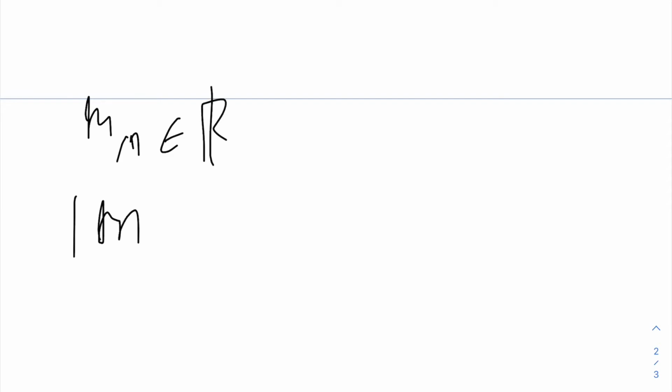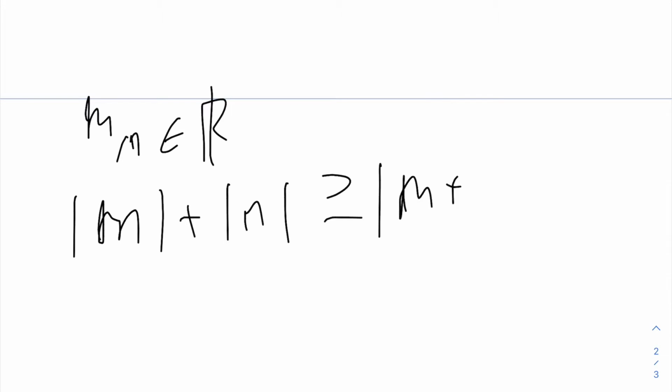So the first example was, and actually before going to the example, I do need to talk about something called the triangle inequality, which basically says that if you have two numbers m and n that are part of the real numbers, and don't necessarily have to be positive, then the absolute value of m plus the absolute value of n is going to be greater than or equal to the absolute value of m plus n.